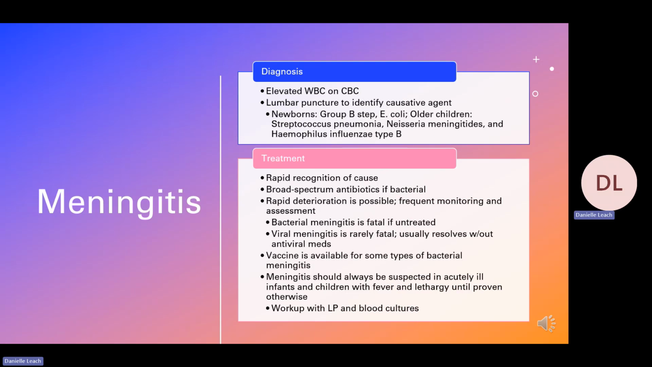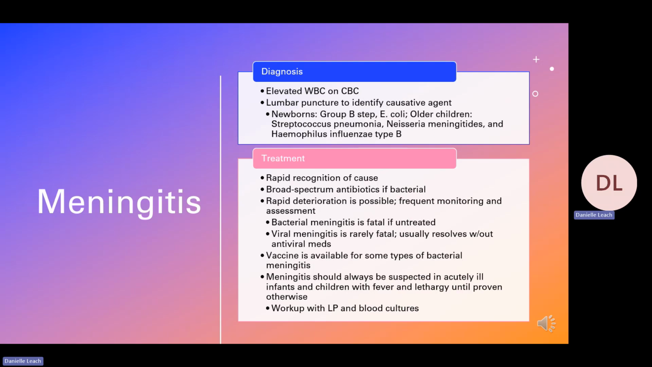To diagnose meningitis, we can do a CBC. On the CBC, it would show an elevated white blood cell count. However, that's not going to tell us where exactly the infection is. So to identify that it is meningitis and what's causing it, we need to do a lumbar puncture to identify, is it bacterial or viral or fungal, or is it even meningitis at all?